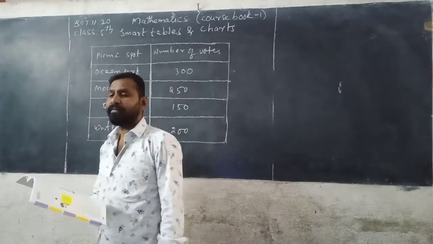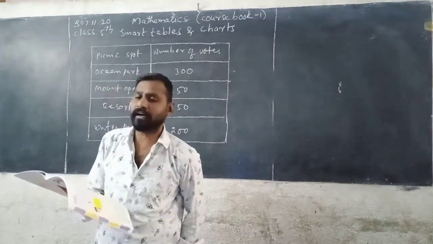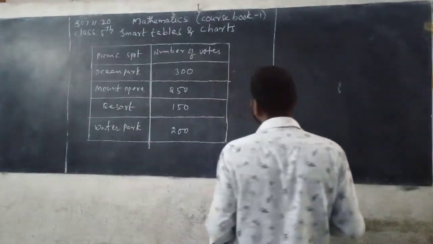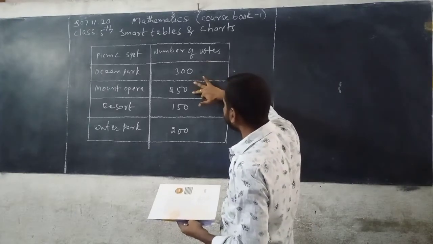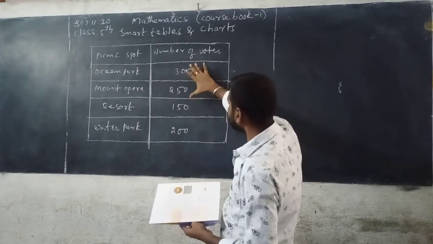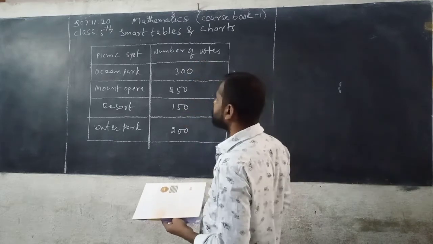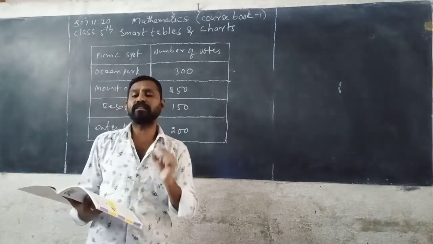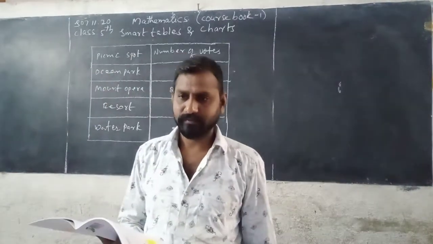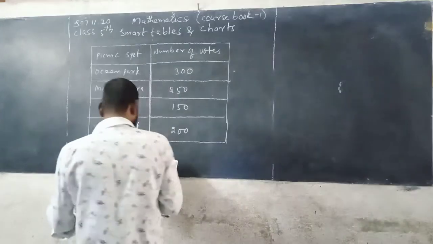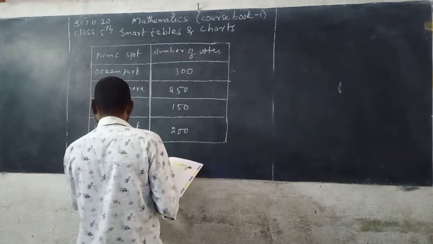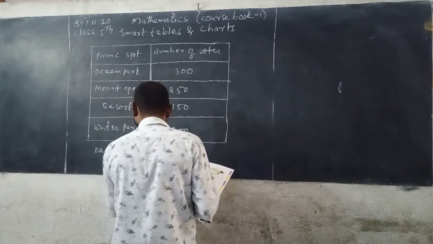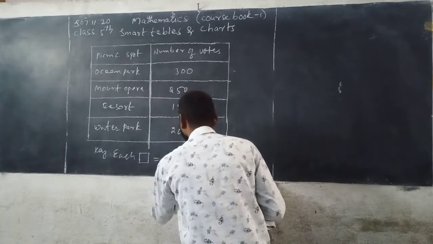See here, it is important to have a key to represent data as a box chart. So there is no key, but here you can find out a key. 300, 250, 150, 200. These numbers are exactly divisible by 50. So here we take 1 square box equals 50 votes. So what is the key here? Key: each square box is equal to 50 votes.